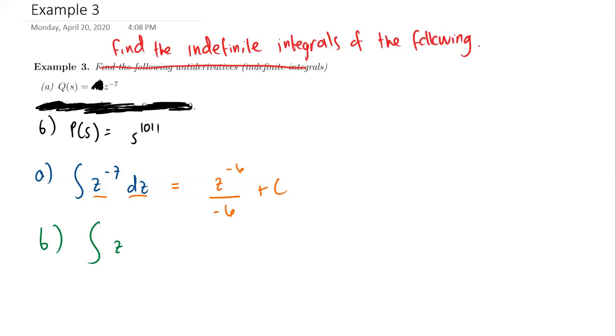Yeah. So I want to find the indefinite integral of s to the 1011. And again, ds, because s is the variable we're using in the integrand. By the previous theorem, add 1 to the exponent, so that would be 1012, and divide by the new exponent, and then of course always add the c, because we're looking for all antiderivatives, so we have to add that c, and that's it. It's so very simple.